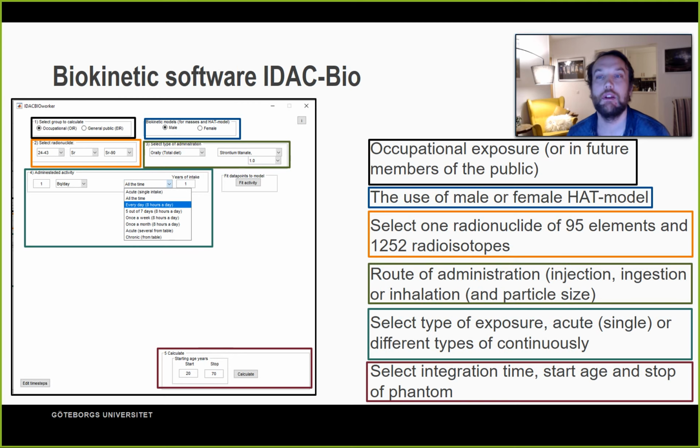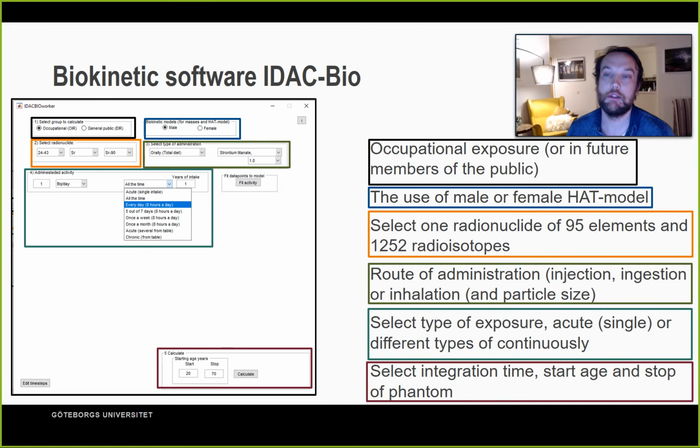We put a graphical interface on it, so you can first select, for now only occupational, hopefully in the future you can also include the general public. You can select if you want biokinetic values from male or female in the HAT models and the masses. You can select from 95 elements and 1252 radioisotopes. In this case I selected strontium-90. Then you can choose if you want to make it for injection, ingestion, or inhalation. And for inhalation, you can choose particle size and so on.